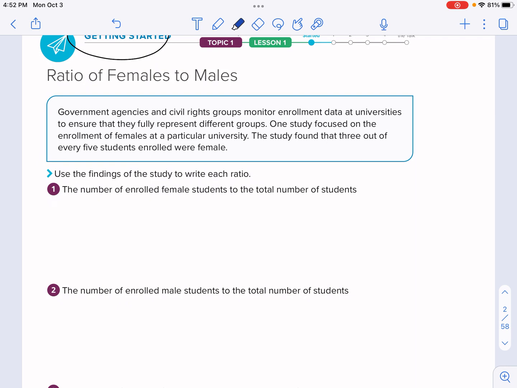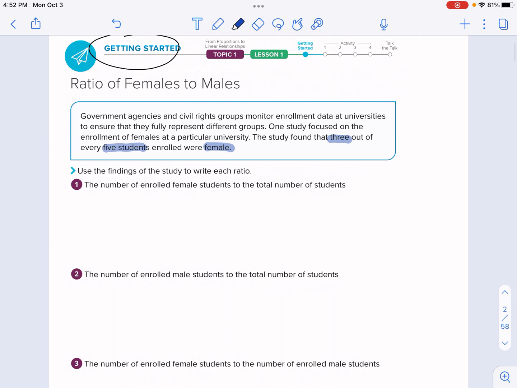Here we're going to highlight some things. It says government agencies and civil rights groups monitor enrollment data at universities to ensure that they fully represent all groups. One study focused on the enrollment of females at a particular university. The study found that 3 out of every 5 students were female. So we're going to represent some ratios here. We're not going to perform any computations, but we'll write some different representations of ratios.